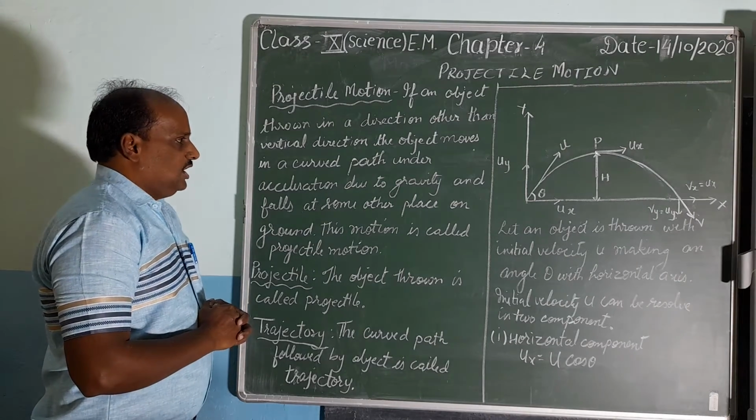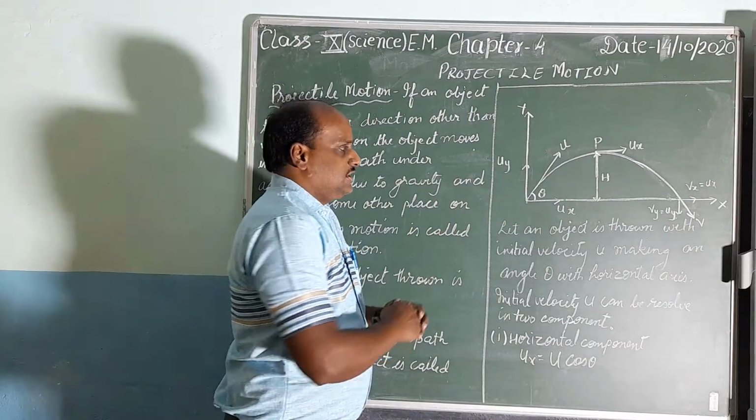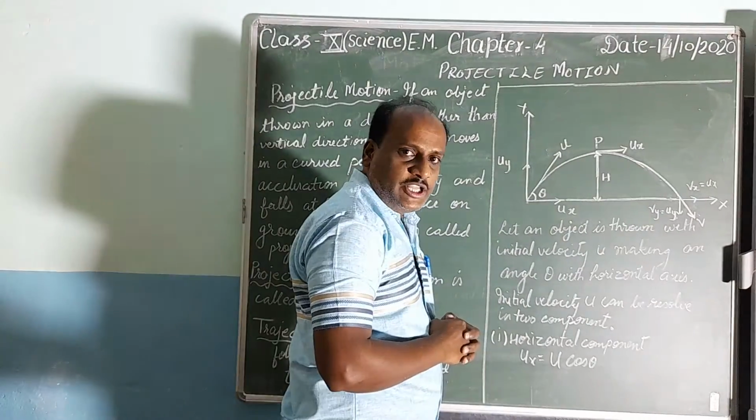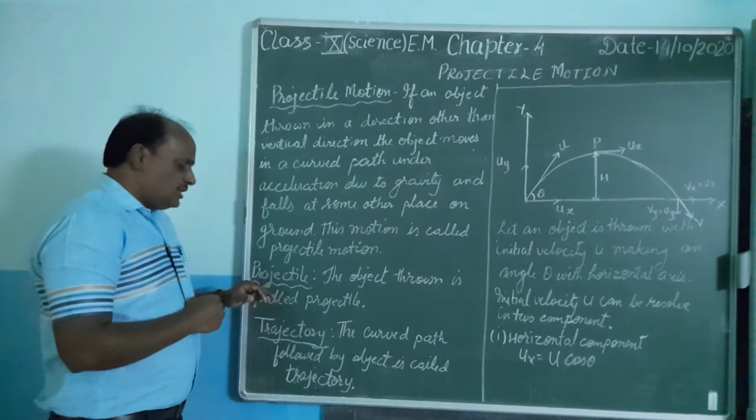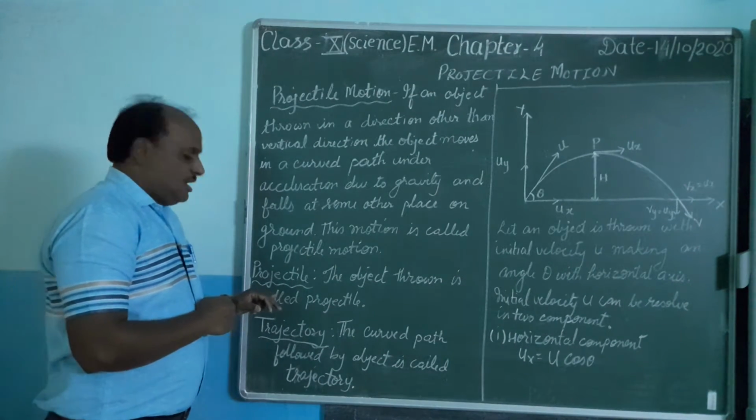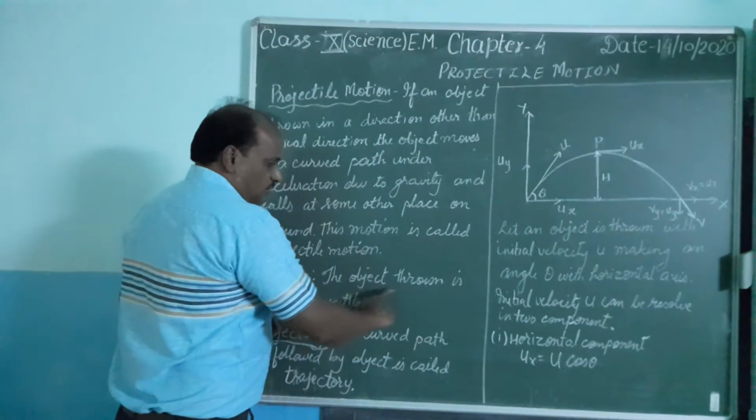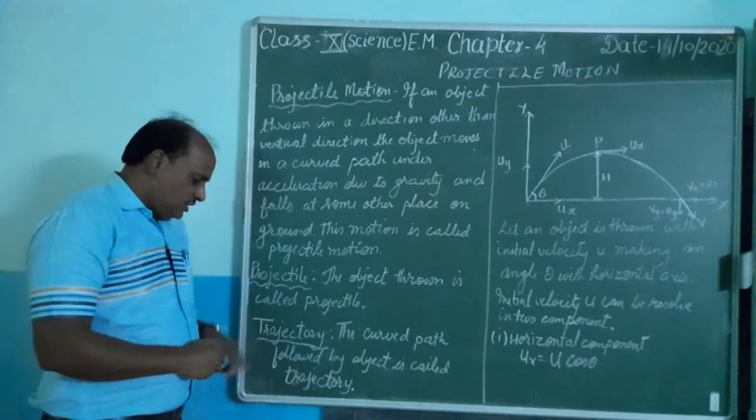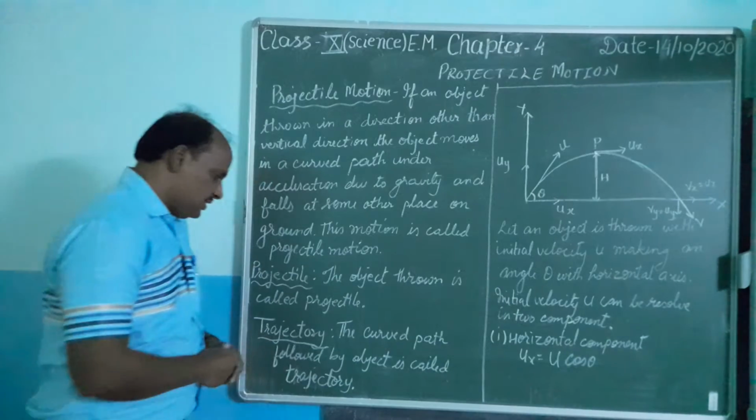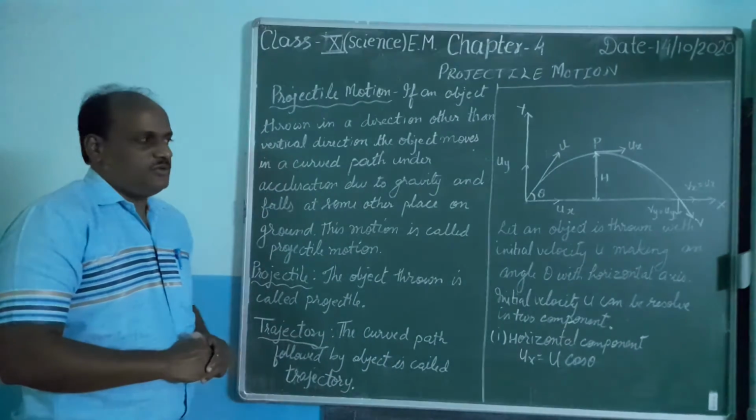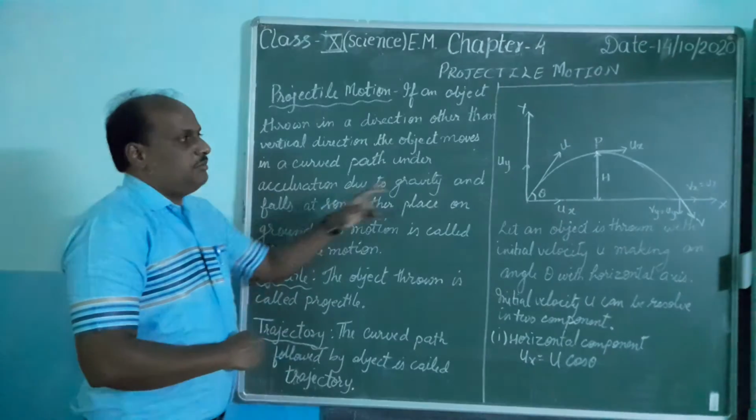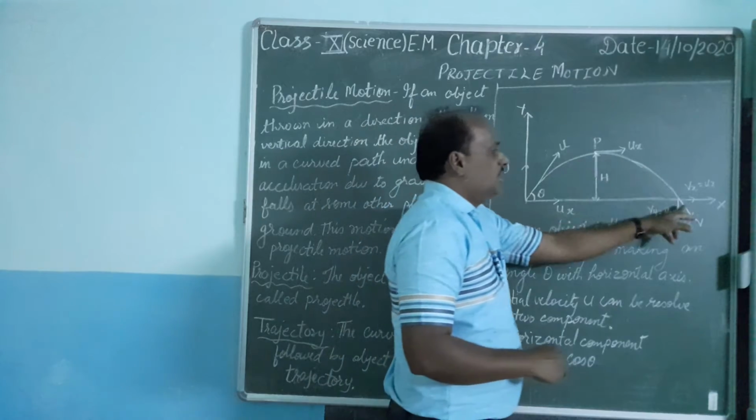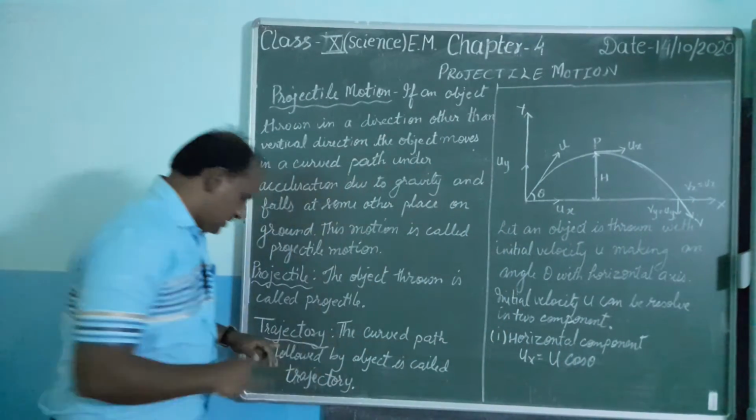So you can see the diagram here. It is a diagram for a projectile motion. An object is thrown with initial velocity. Next, what is projectile? The object thrown is called projectile. Next is trajectory. What is trajectory? The curved path followed by the object is called trajectory. The path followed by this object is called trajectory.